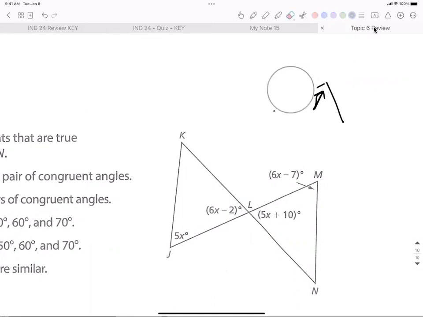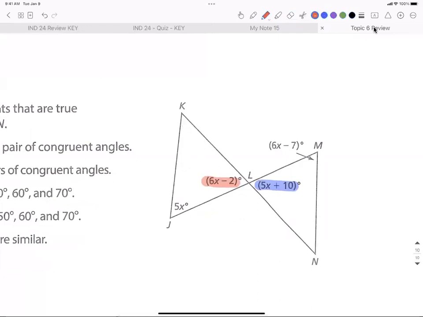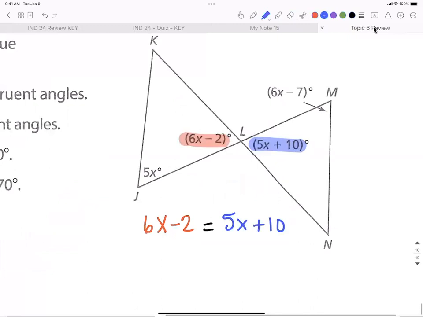So that means that without knowing anything at all about parallel lines, I can't use a transversal rule, but what I can say is this equals this because they're opposite each other. So that means I can set up an equation, 6x minus 2 equals 5x plus 10. I know those two are equal because they are across from each other. So let's solve for x. Okay, I'm going to subtract 5x because I want to get all my x's over to the one side. So I want to get it off that side. That leaves me with 1x minus 2 equals 10.